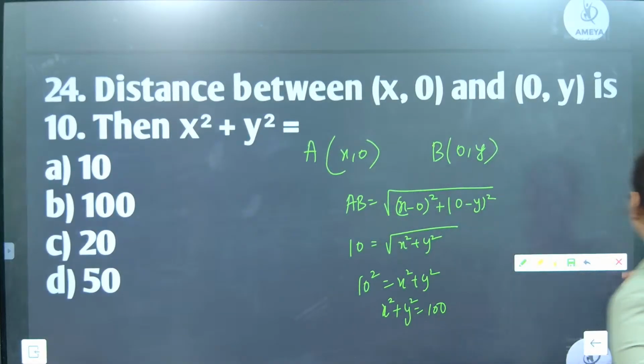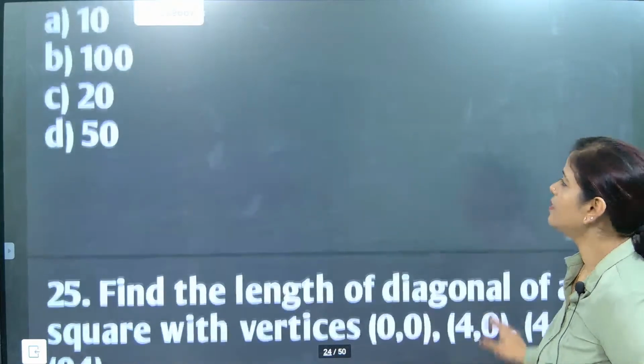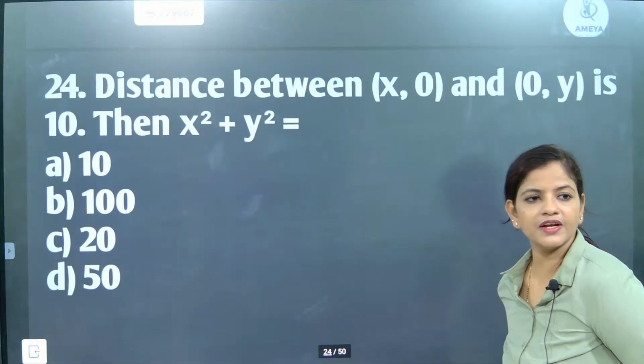Answer is 100. That's the distance formula. That's the distance formula.